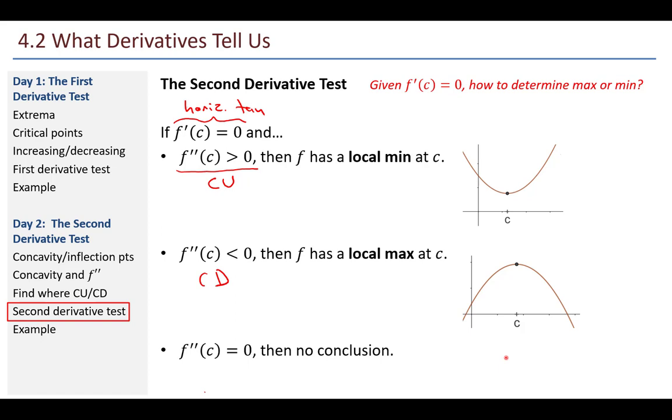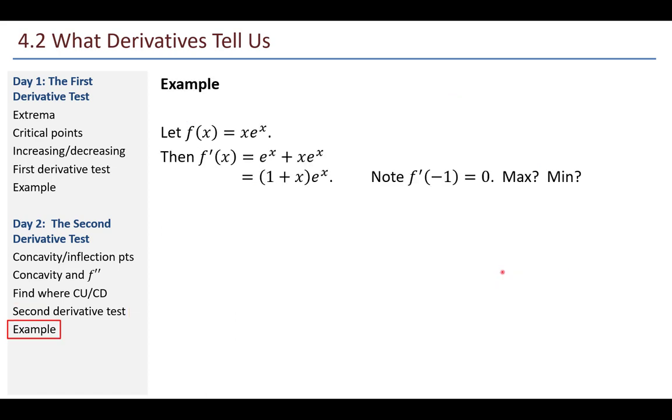Let's do one last example, and we'll see how this works symbolically. Suppose f of x equals x times e to the x. The first derivative, it turns out, is 1 plus x times e to the x. And let's suppose that we figure out f prime of negative 1 equals 0. So negative 1 is a critical point. Is that a max or a min? Let's use our second derivative to figure it out.